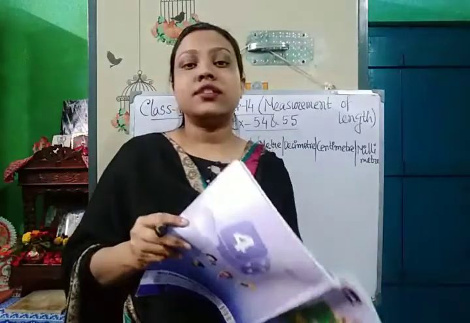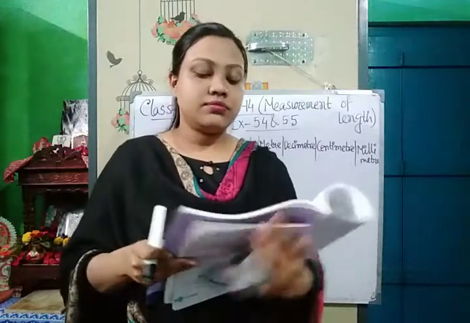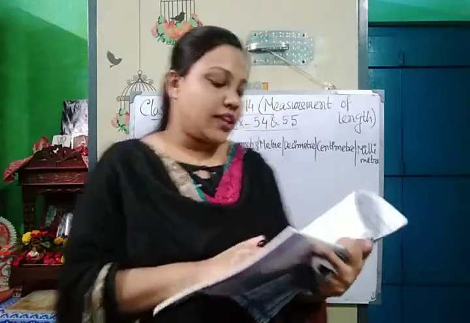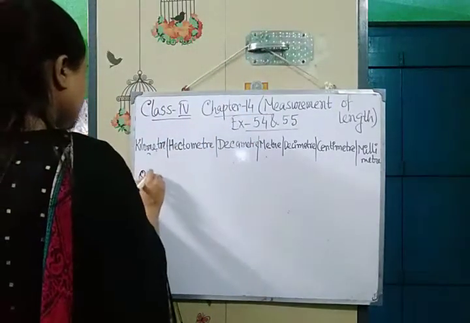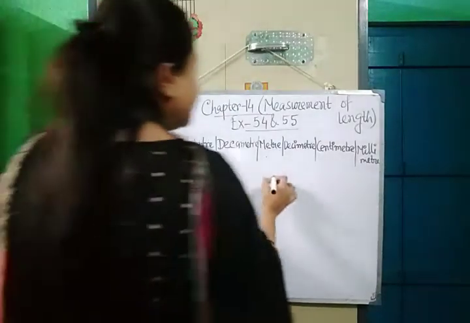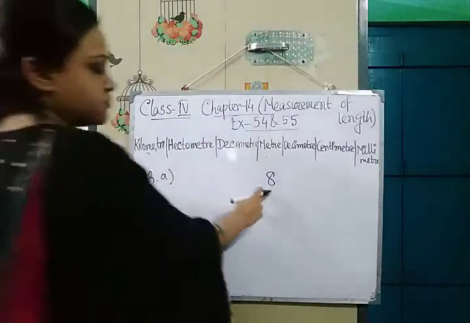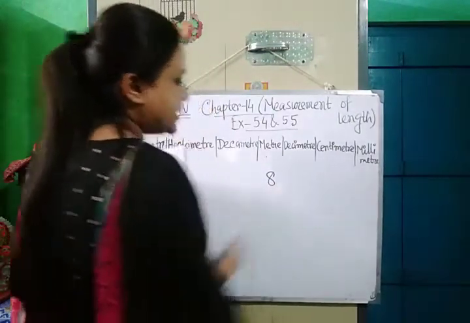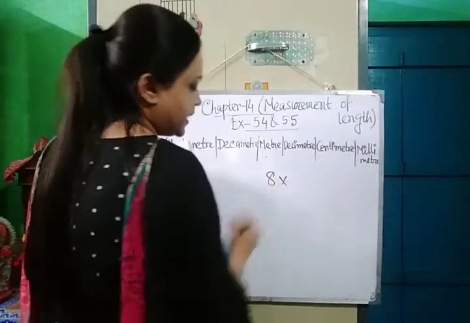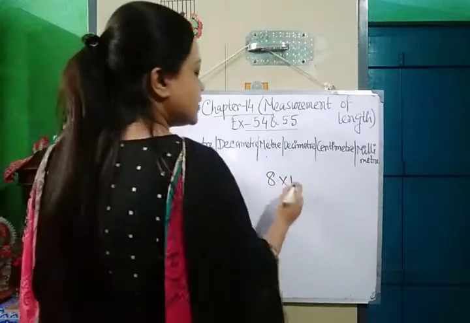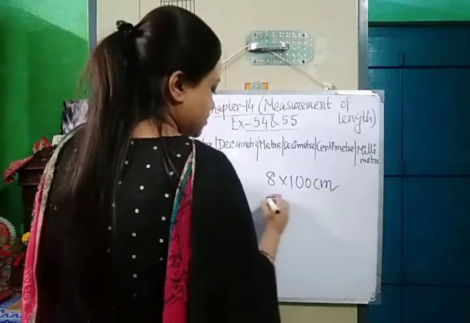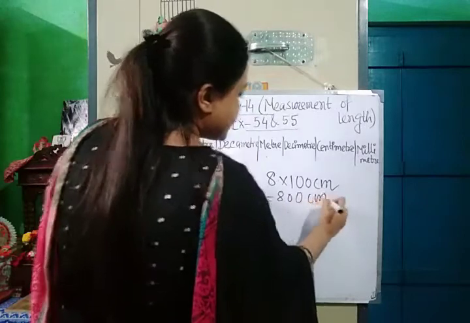Okay, next we will learn the conversion of units. First one is converting to centimeter. So here question number 3. A is convert 8 meter to centimeter. So here it's given 8 meter. Now we will have to convert 8 meter to centimeter. So we will move to the right. How many places? 2 places. So since we are moving to the right, we will multiply. Since we are moving 2 places, we will put 2 zeros, and it will be centimeter. So we can write here 800 centimeter.